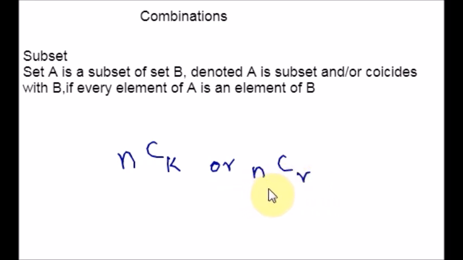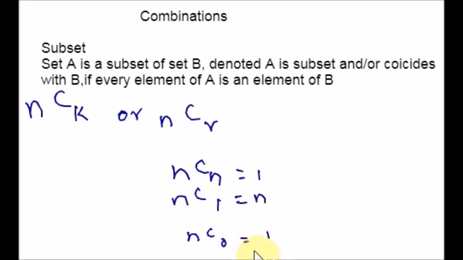First, it is true that nCn is equal to 1. Am I right? Because a set with n objects has only one subset with n objects, the set itself. Then nC1 would be equal to n. Because a set with n objects has n subsets with one element each. Finally, nC0 is equal to 1, because a set with n objects has only one subset with 0 elements. Namely, it is just the empty set.